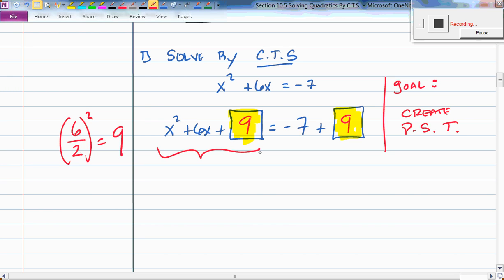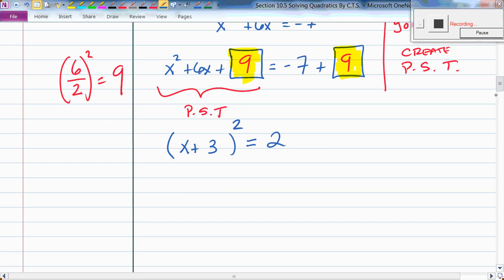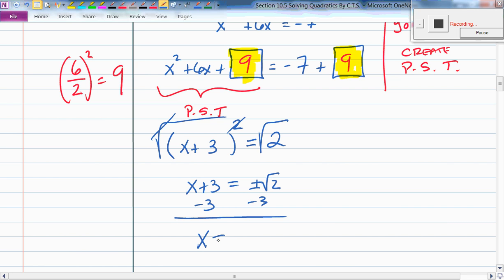Now, what will this become automatically? Perfect square trinomial. Good. How do you factor a perfect square trinomial? It's going to be x plus 3 quantity all squared. Very good. What do I have on the other side? 2, right? Negative 7 plus 9 is 2. Now what do I do? Take the square root. Very good. What does that leave me with? Plus or minus the square root of 2. So then what? Subtract 3. So x equals negative 3 plus or minus the square root of 2.